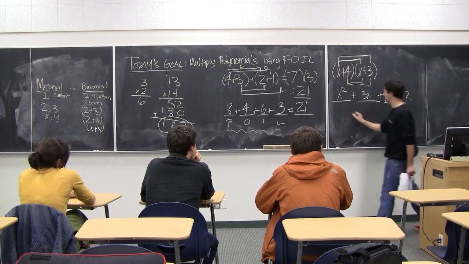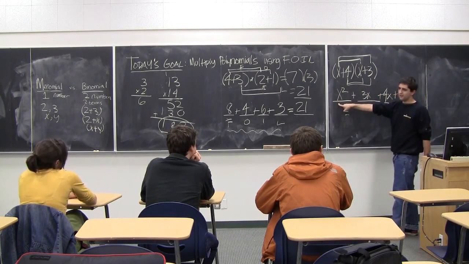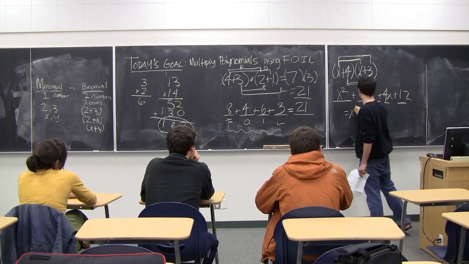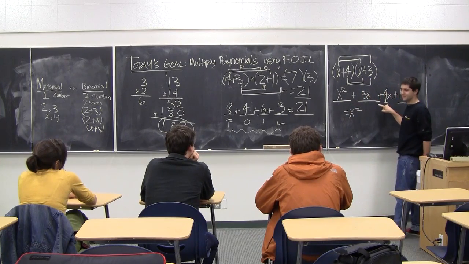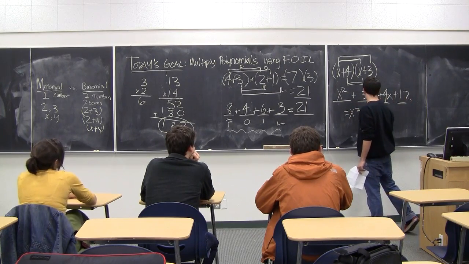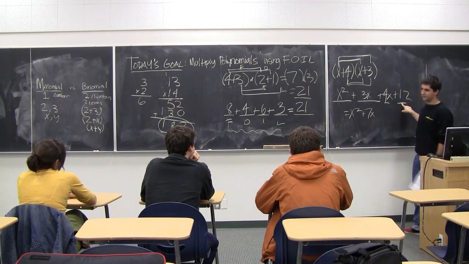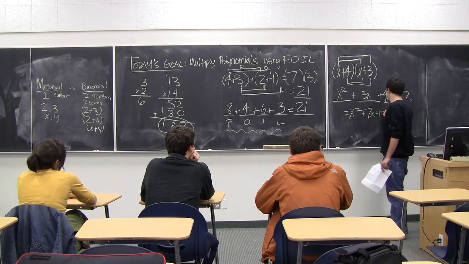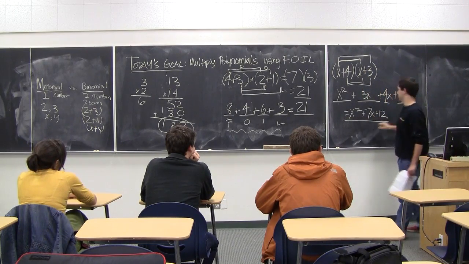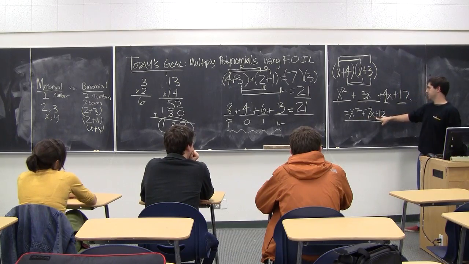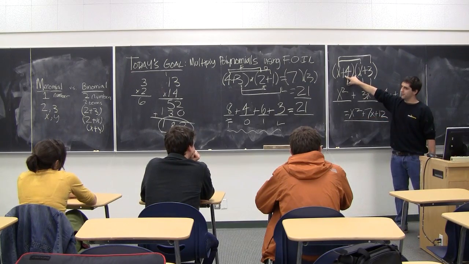So if we add these all together, can we combine x squared with anything? No. How about 3x and 4x? 7x. And then 12 can't combine with anything. So you end up with a longer expression, but it's x squared plus 7x plus 12. That's what you get when you multiply these two binomials.